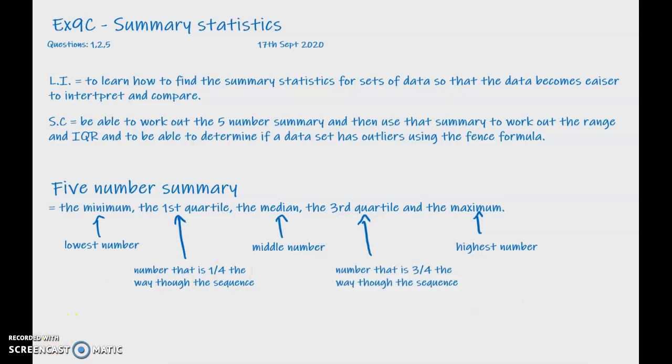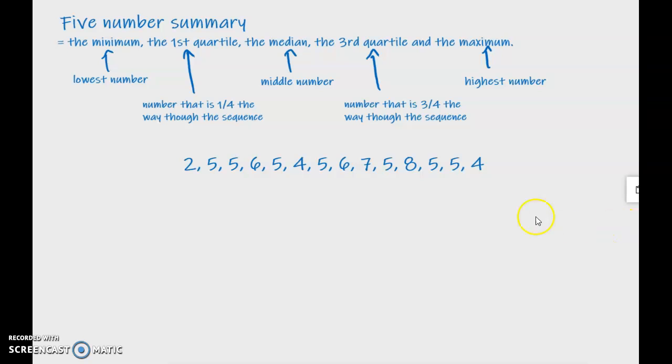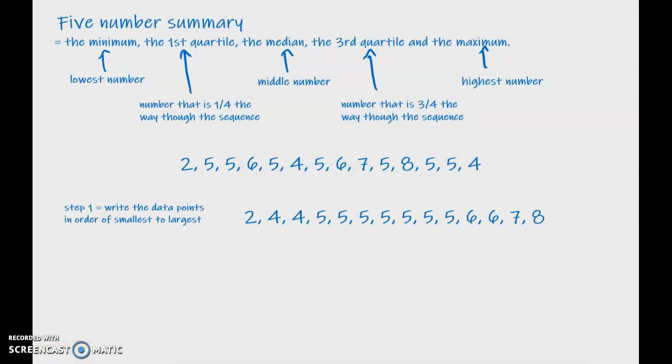So let's get a data set and see how this works. All right, I'll use this data set of 14 numbers. My first step is I'm going to have to write them in order. All right, there we go. So that's that in order. I've also double checked that I had 14 numbers here and I've got 14 numbers again here, just to make sure I don't accidentally leave any out.